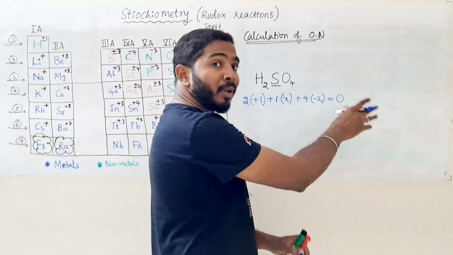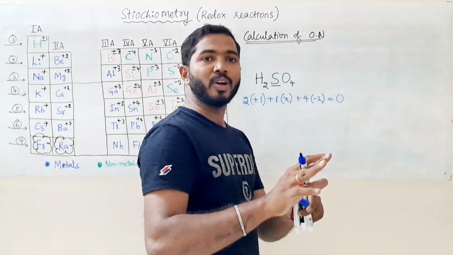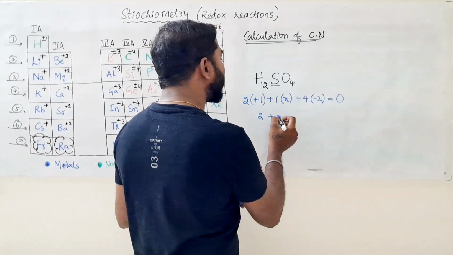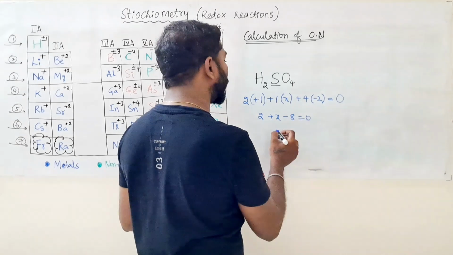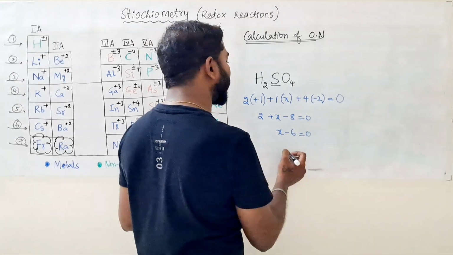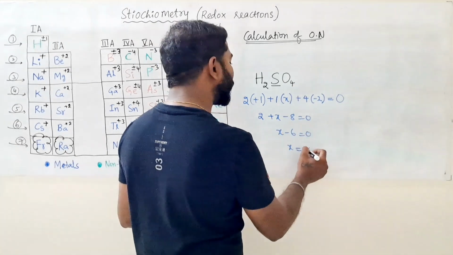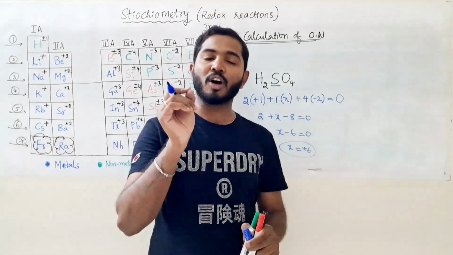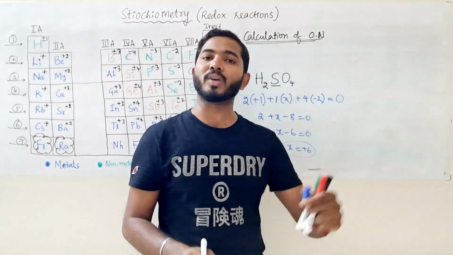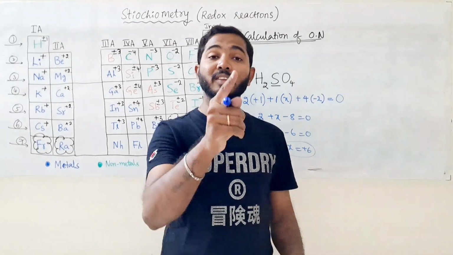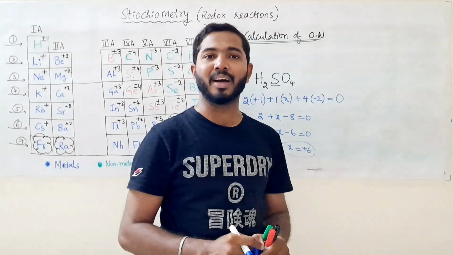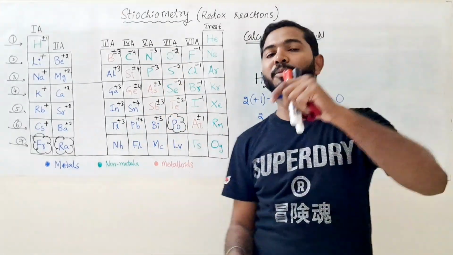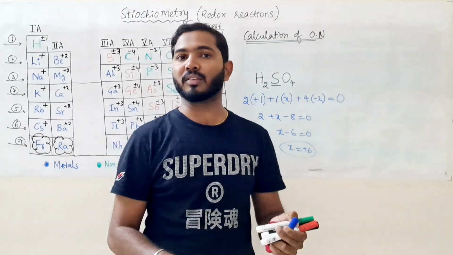This is not possible for the ions. Okay, let me come to that soon. First of all, this is +2 plus X minus 8 is equal to 0, so X equals +6. So for sulfur, the oxidation number is going to come out as +6, which is its maximum oxidation number, because sulfur is present in group 6A. So its maximum oxidation number is +6.